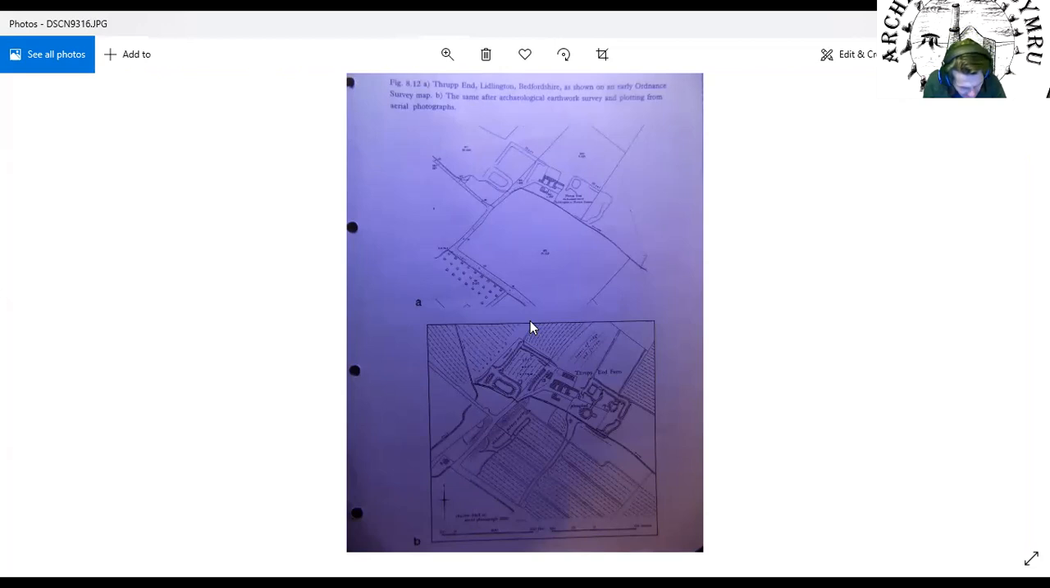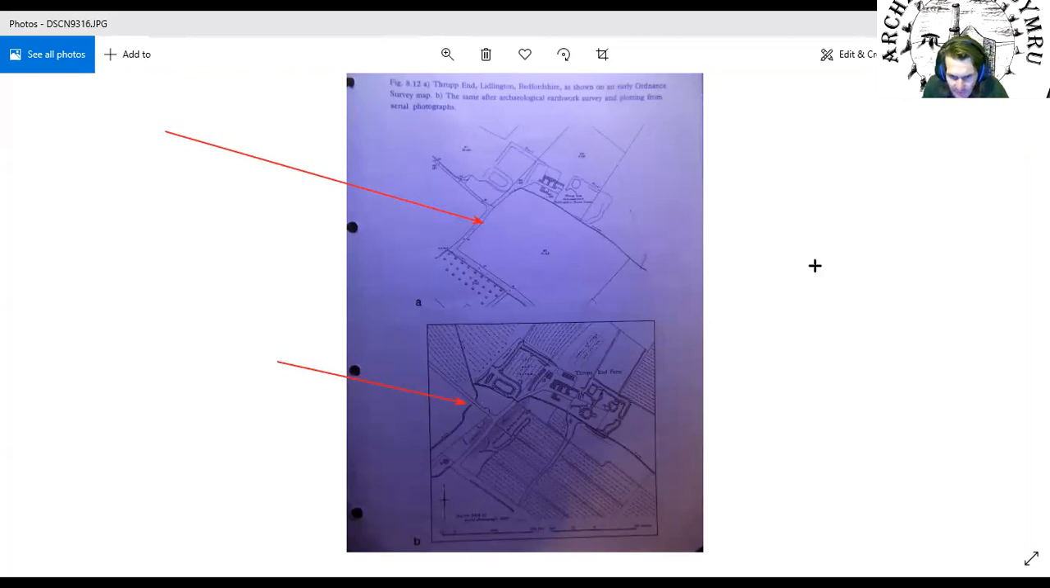So here we go. This final one is a map of Thrupp End in Bedfordshire, and shows an early Ordnance Survey map. So what you've got, the maps themselves, you've got an earlier Ordnance Survey map, and what you then have is a later map with the archaeology on it. So even the Ordnance Survey, renowned for its accuracy, cannot be entirely relied upon to give the whole picture in relation to archaeological sites carefully shown on its maps. This is because it is not priority or policy to show earthworks which are less than 0.5 meters high.